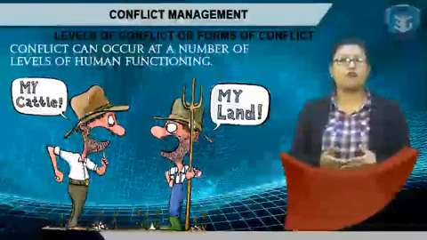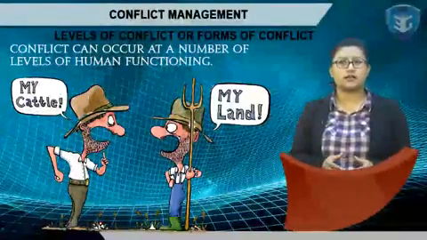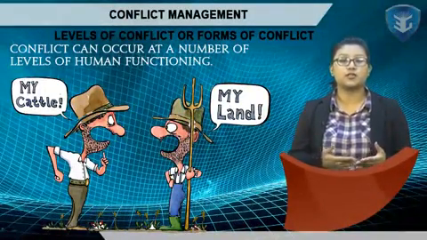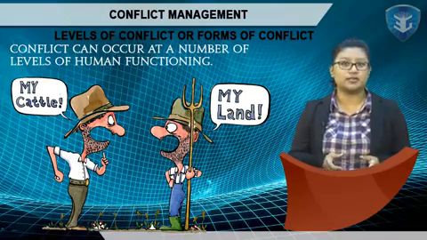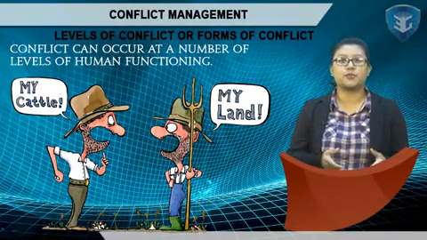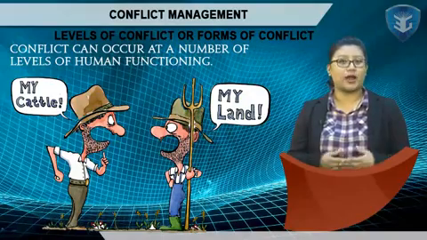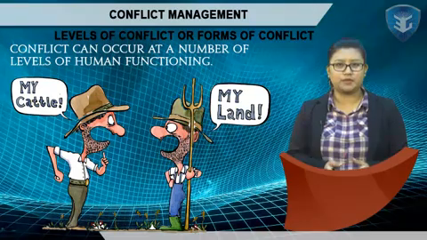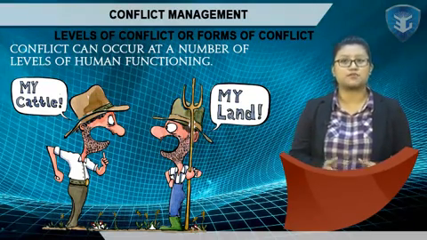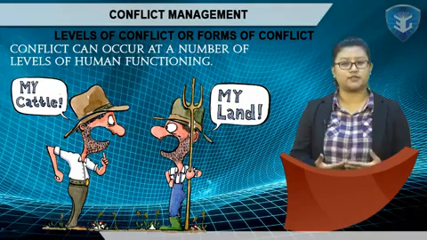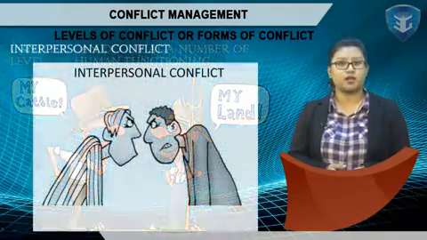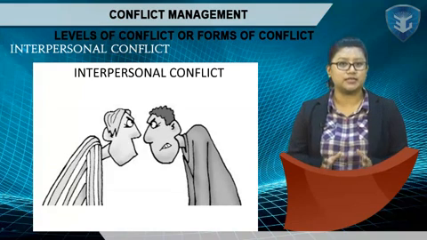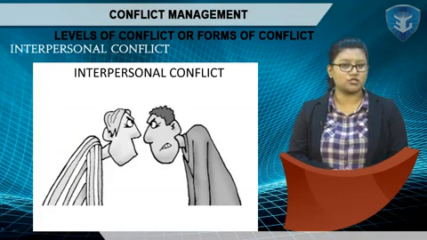Levels of conflict or forms of conflict. Conflict can occur at a number of levels of human functioning. Conflict in your head between opposing motives or ideas is shown by your internal dialogue and is at the intrapersonal level. Beyond that, the primary concern here is with social conflict. That is, conflict between people, whether they are acting as individuals, as members of groups, or as representatives of organizations or nations.